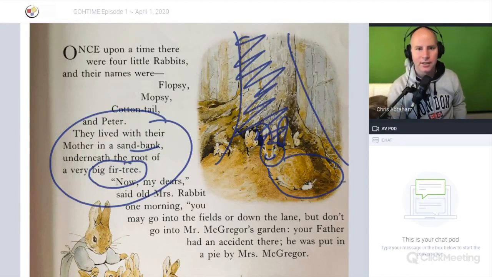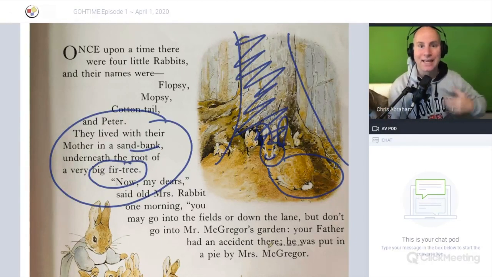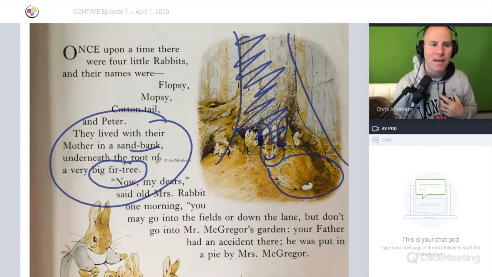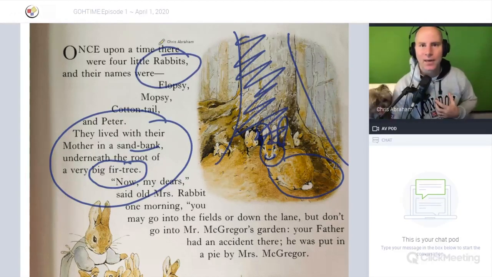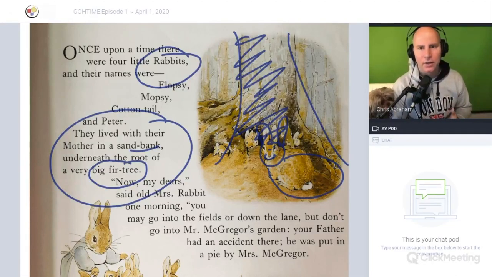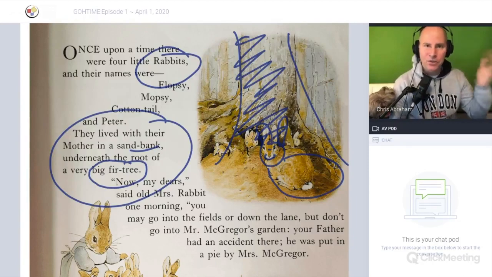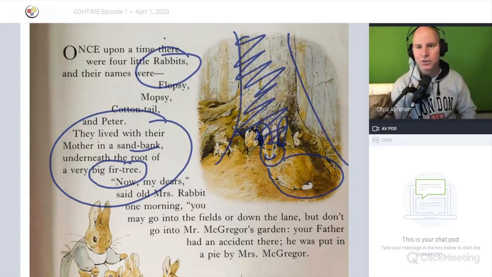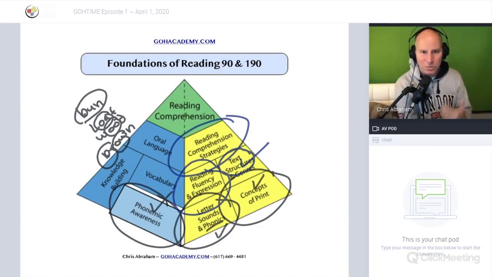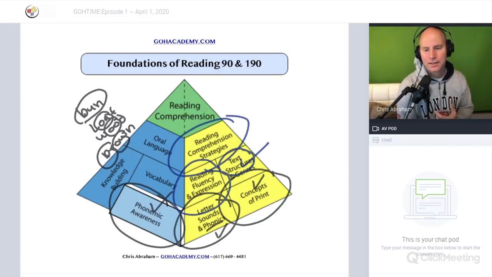That's visualization. Or we have all sorts of other things like schema engagement or text-to-self connections. Maybe you have a rabbit, okay? And maybe that you've had a rabbit, a pet rabbit. So when you read this story, you're making these connections. Well, right now, text-to-self connections or schema engagement and visualization, these are reading comprehension strategies. We call these metacognitive reading comprehension strategies, all right? They're active interaction with the text to build meaning.